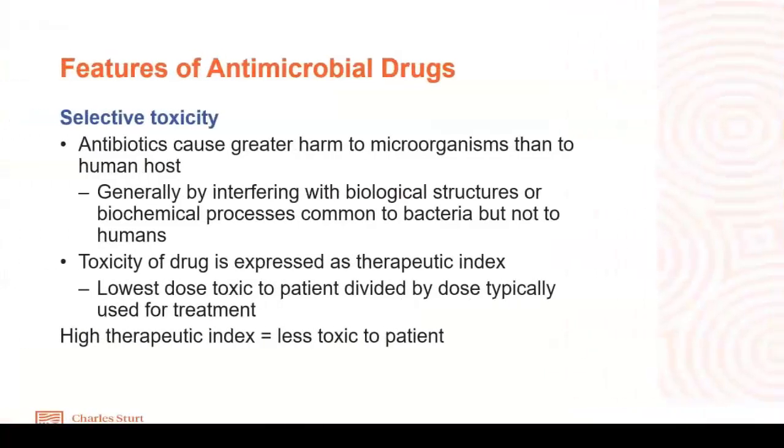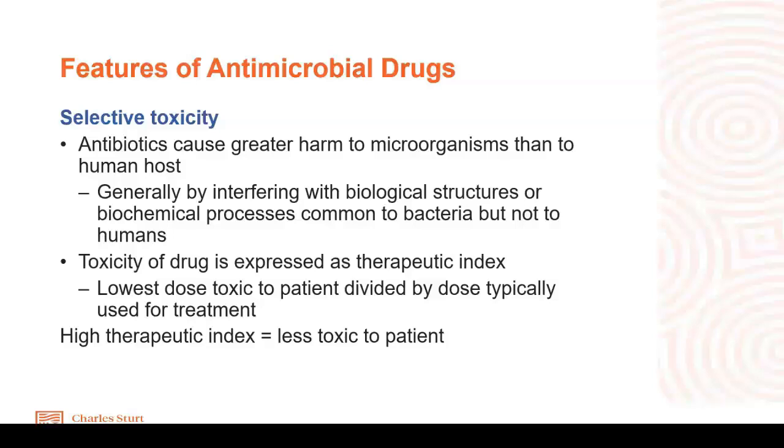Drugs and antibiotics do display this selective toxicity, which is great for us. And what does selective toxicity mean? It means that the drugs cause greater harm to the microorganisms than they do to the human host. And they do this by generally interfering with biological structures or biochemical processes that are common to all bacteria but not to humans. For example, some antibiotics target the bacterial cell wall, right? And our cells in our bodies don't have this cell wall consisting of peptidoglycan.